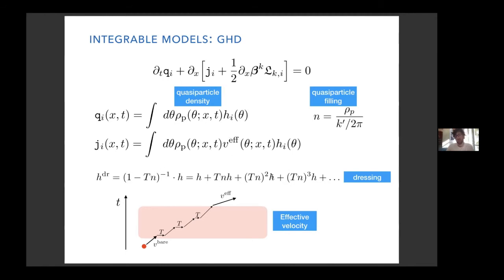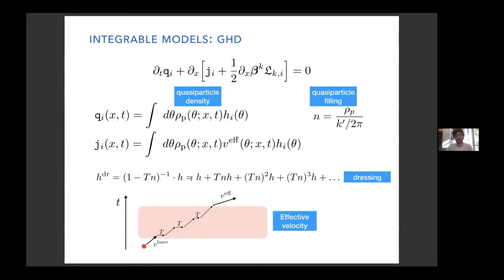This goes through what in an integrable model is called dressing. Basically, the system is interacting, but in a very specific way. When we take a particle and throw it through the system, every time we find another particle, there will be some phase shift. The phase shift is this function T. Eventually, this particle will be dressed by the interaction with all the other ones, by multiple scattering with all the particles in the system.